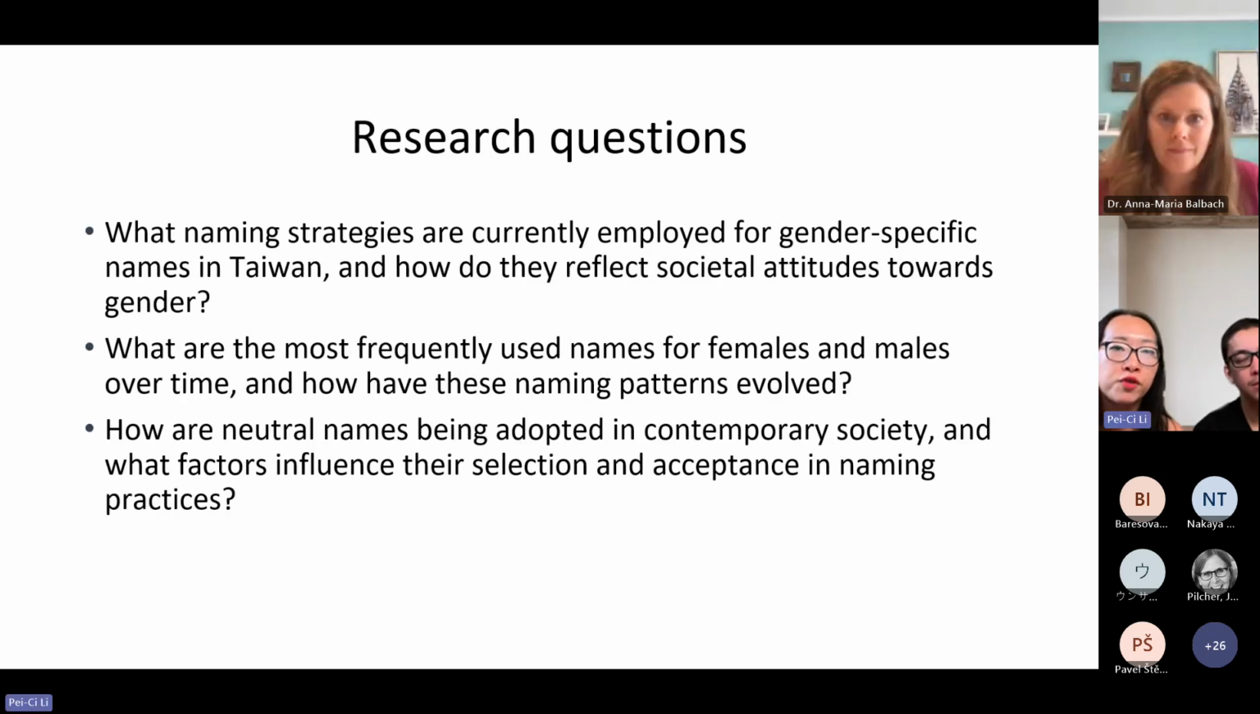Here are our research questions. First, what naming strategies are currently employed for gender-specific names in Taiwan, and how do they reflect social attitudes toward gender? And second, what are the most frequently used names for females and males over time, and how have these naming patterns evolved? And finally, how are neutral names being adopted in contemporary society, and what factors influence their selection in naming practices?